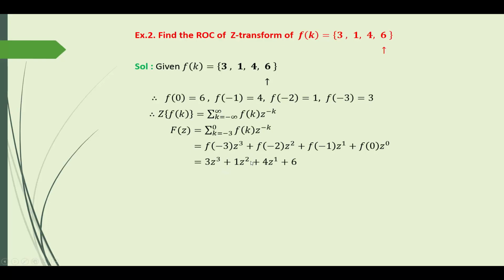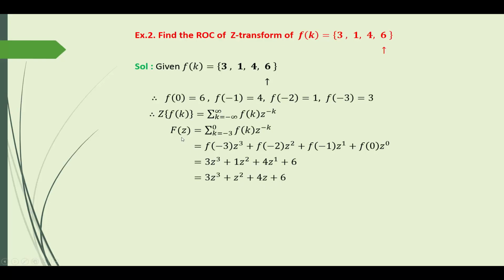Now put the value of f of minus 3 is 3, so 3z cube, f of minus 2 is 1, so z square, plus f of minus 1 is 4, so 4z raised to 1, and f of 0 is 6 and z raised to 0 is 1, so 6 into 1 is 6. So F(z) is equal to 3z cube plus z square plus 4z plus 6.